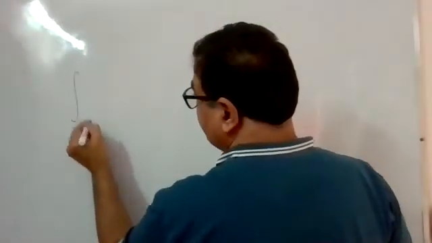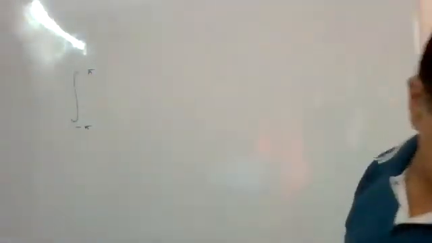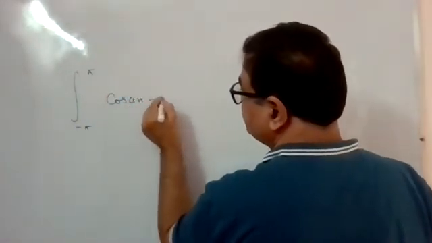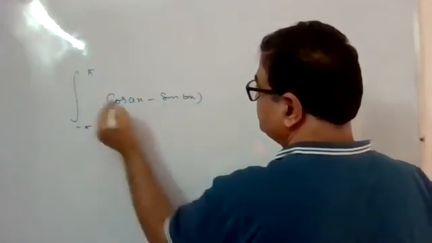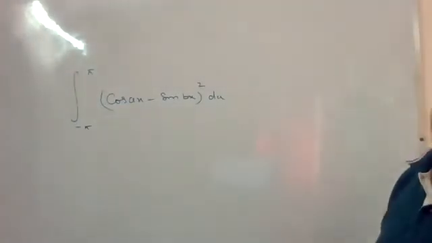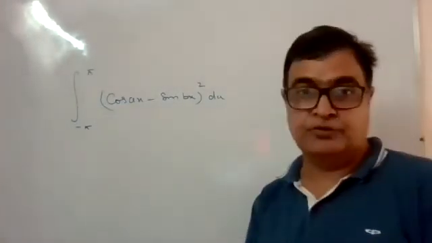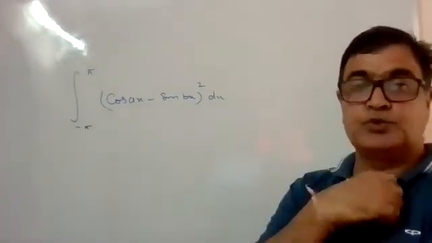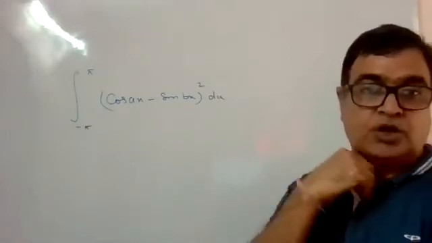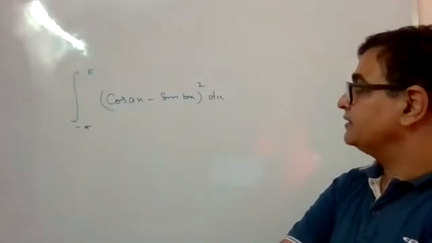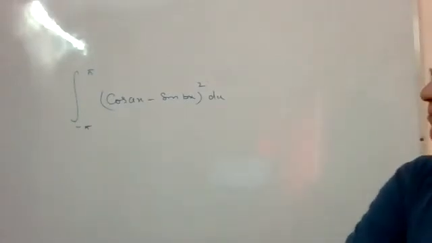Question is integrate minus pi to pi cos ax minus sin bx whole square dx. You have to integrate this. This is the board question we have. Now I am doing random questions, whichever seem difficult to me, and the ones that are good. Minus pi to pi cos ax minus sin bx whole square dx.